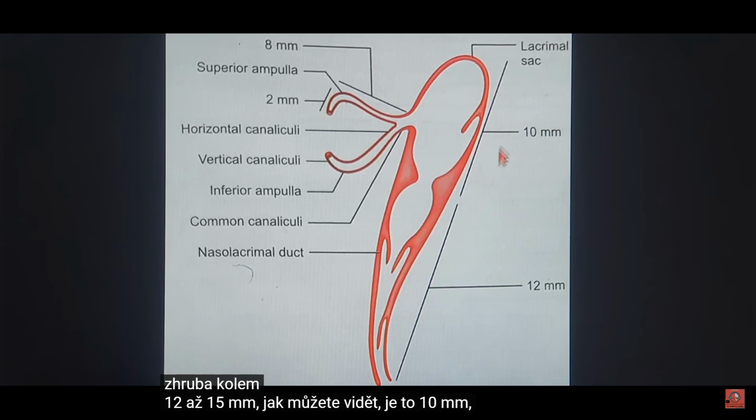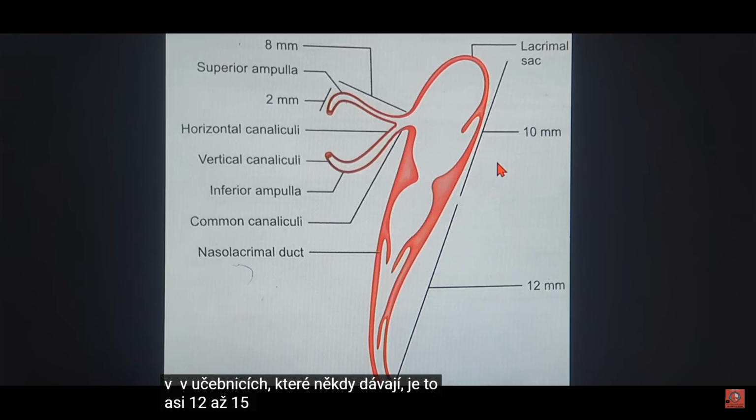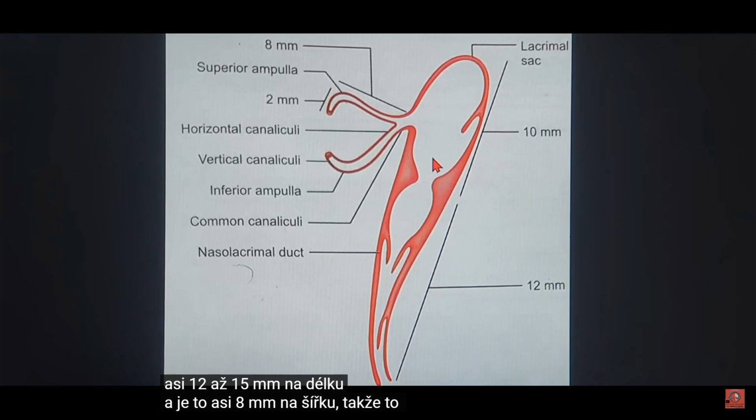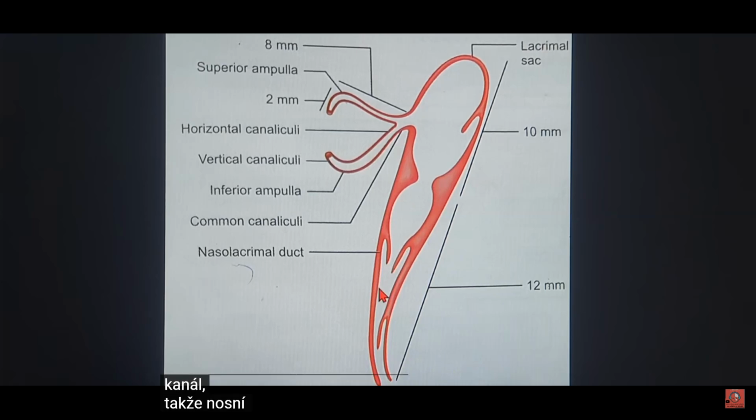As you can see, it's 10 mm over here, but in the textbooks, they sometimes give it as around 12 to 15 mm in length, and it is about 8 mm in width. So that's about the anatomy of the lacrimal sac, and then it continues as the nasolacrimal duct. The nasolacrimal duct is normally around 12 mm in length. So you have to remember.